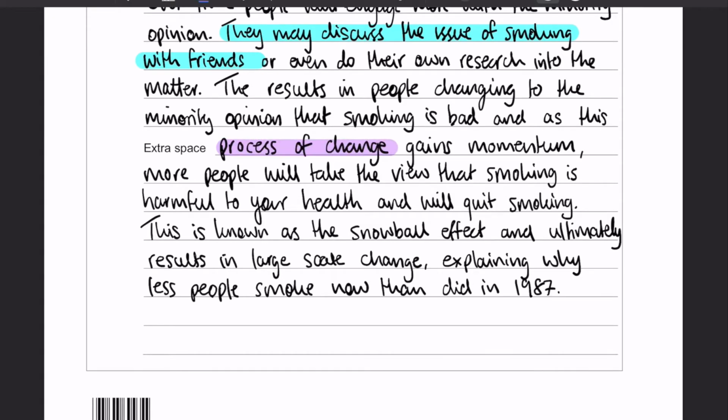And my final little bit is then about the process of change and the snowball effect. Now, examiners at the time noticed that people lost marks for this bit, so make sure you are properly explaining how the change in smoking behaviour could have come about over time with the help of minority influence. Okay, lots of examples and lots of detail in your answer, please.